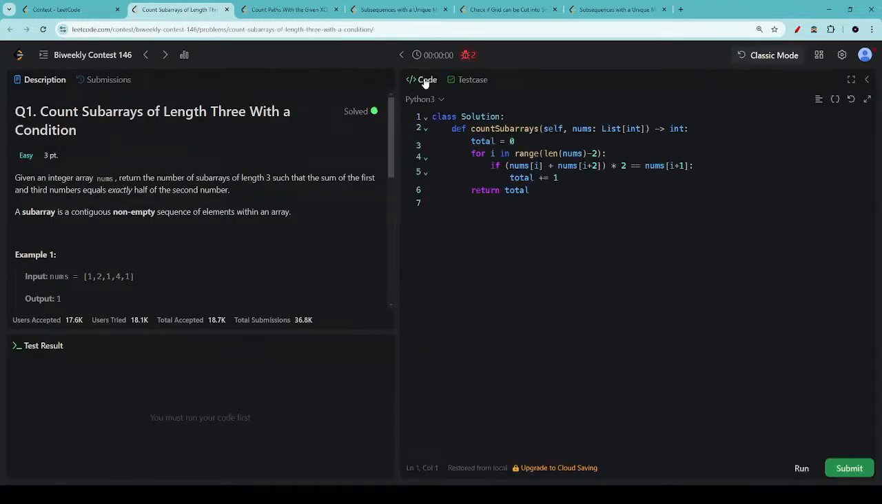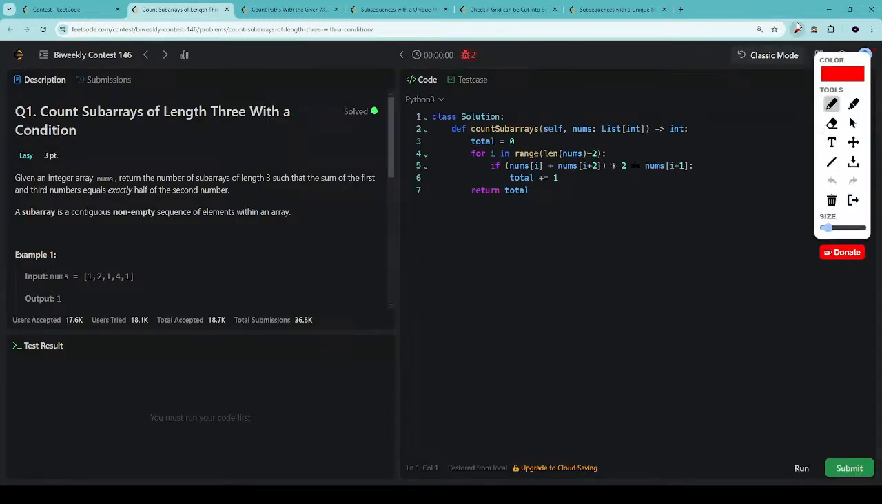So what you want to do, oh, I lost it. I want to show my solution. So what you want to do is very straightforward. You find all the subarrays. You go through all of them.